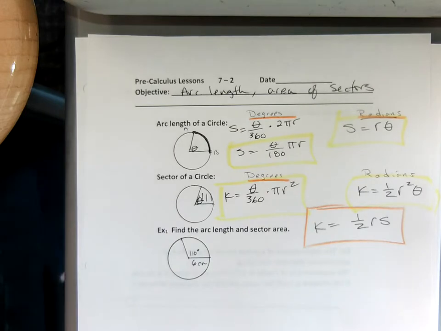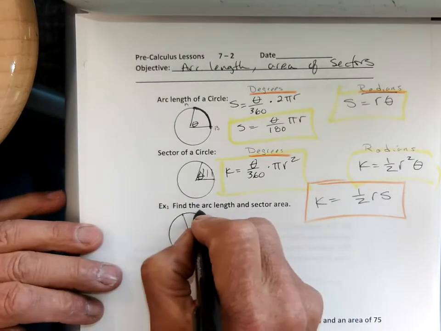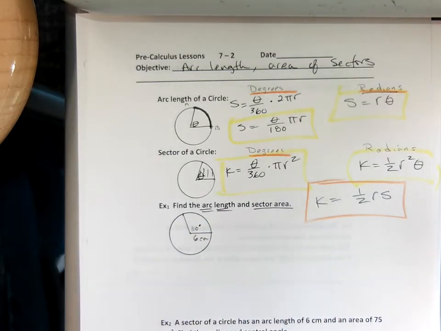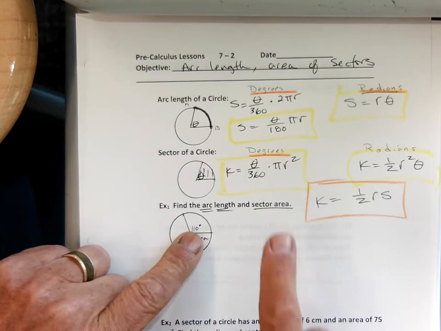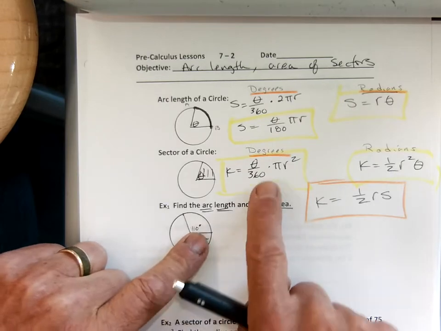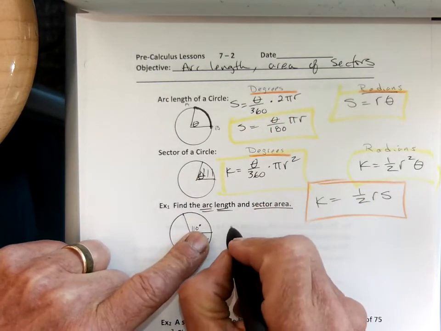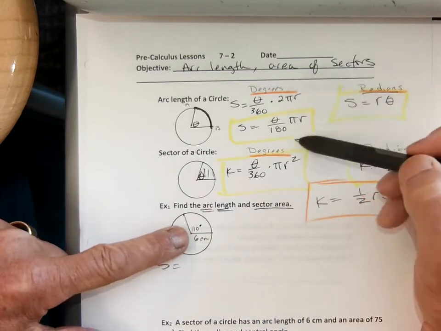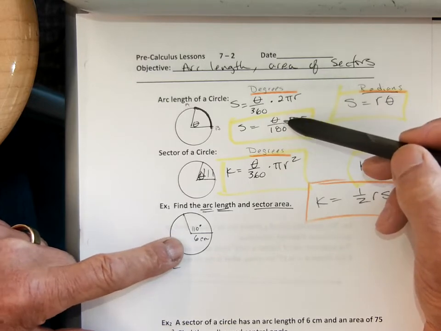So example 1. Find the arc length and the area of the sector, okay? So, here's how it works. Take a look at it. I've got degrees. I've got 110 degrees, so I want to use these formulas, okay? So I want first arc length. So arc length is S equals, and I want to use the arc length formula, which is this one. So I just plug the numbers into this formula.